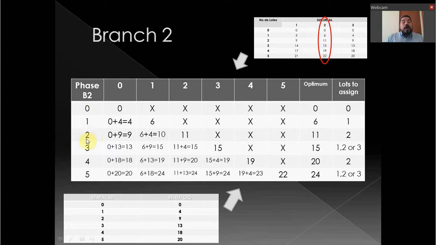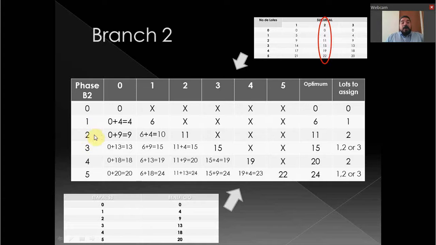If I have 2 lots in branch number 2 in the beginning of the analysis, and I decide not to assign it in branch number 2, then I will have 2 lots left to branch number 3, and the maximum benefit of 2 lots in branch number 3 is 9. So 0 plus 9 is 9.